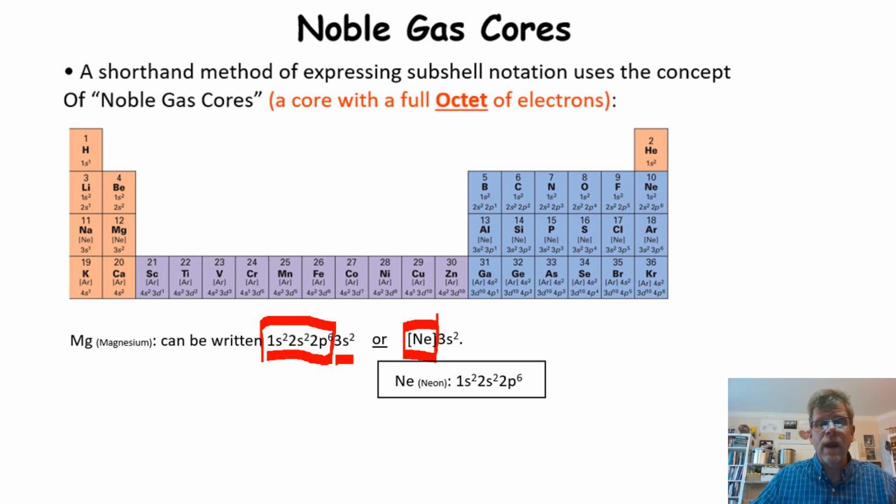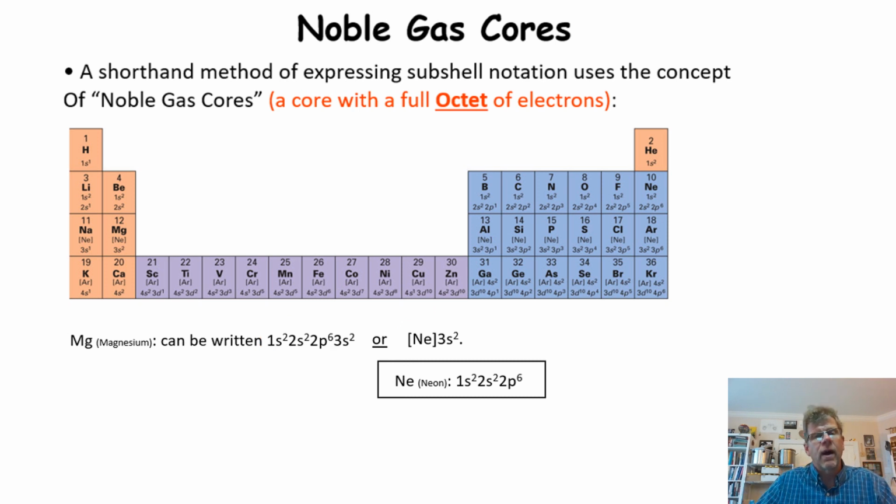So there are 2 accepted ways of expressing this subshell notation or electron configuration. We can do it the old-fashioned way, or we can do it with a contracted, abbreviated way using a noble gas core if we feel like it. Let's look at another one.